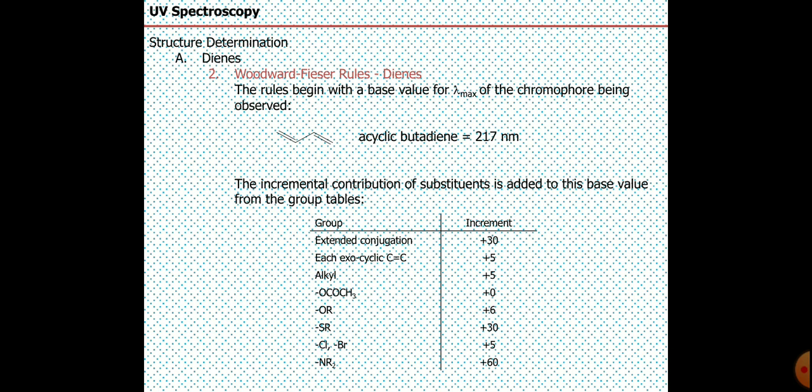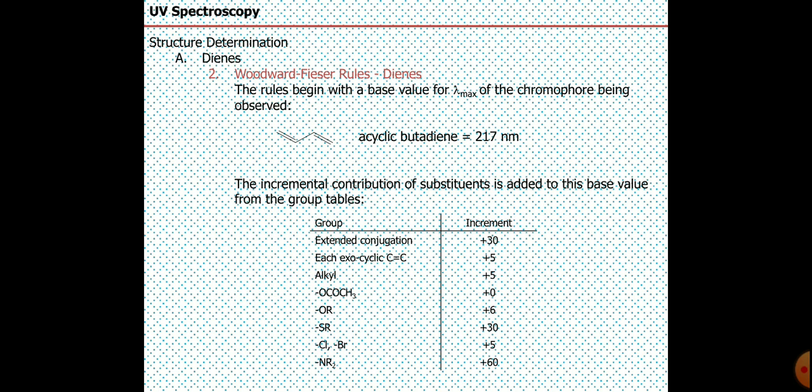This acyclic butadiene is in a trans conformation, and for trans diene we have seen that the lambda max value is 217 nanometer. This is unsubstituted or simple acyclic butadiene. The increment contribution of substituents is added to this base value. So 217 nanometer is the base value for this diene, and if this diene is substituted, then different types of increments are added. Suppose one of the double bonds is conjugated with these two bonds, then you can add plus 30 nanometer.